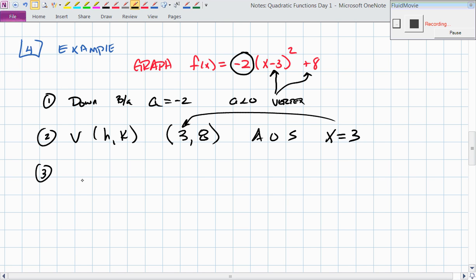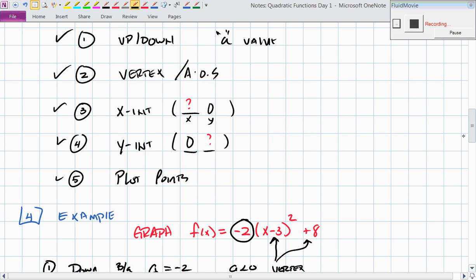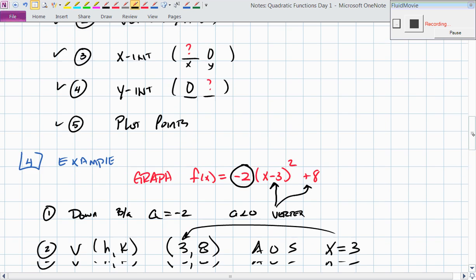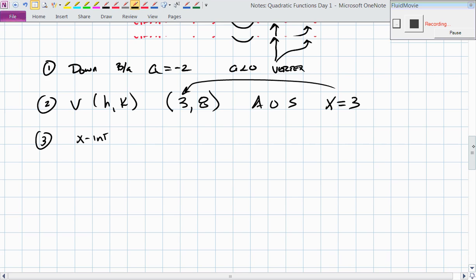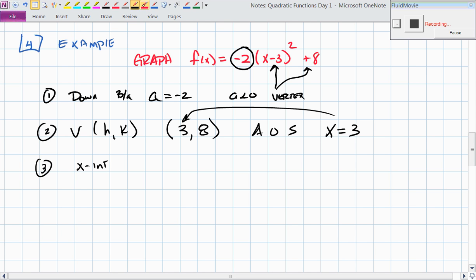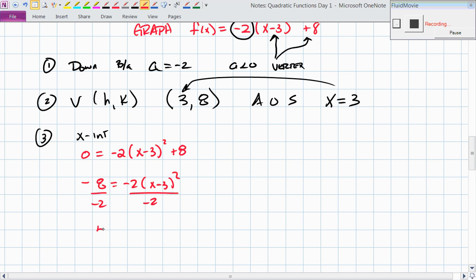All right, step number 3. I want to get the x-intercept. Remember up here I said that for the x-intercept, we're going to set y equal to 0. So in this case, I'm going to set y, which is f(x), equal to 0, and then solve. So 0 = −2(x − 3)² + 8. That means negative 8 = −2(x − 3)², divided by negative 2. Looking good so far. I'm getting 4 = (x − 3)².